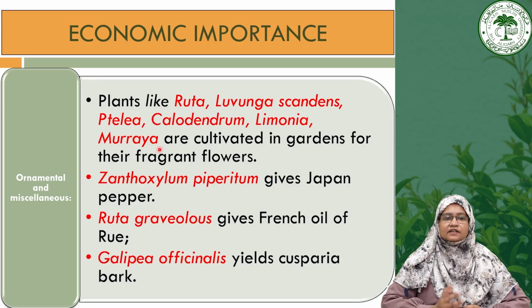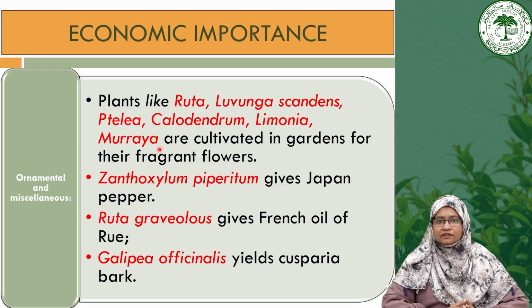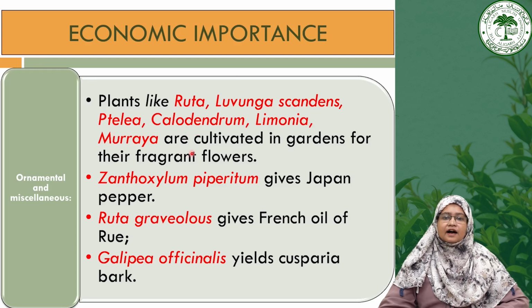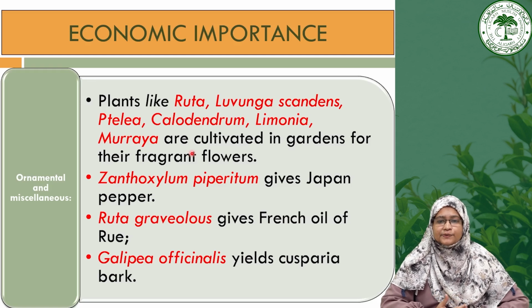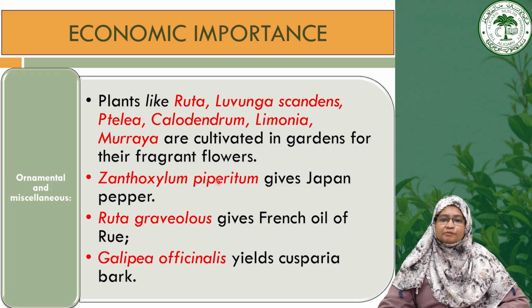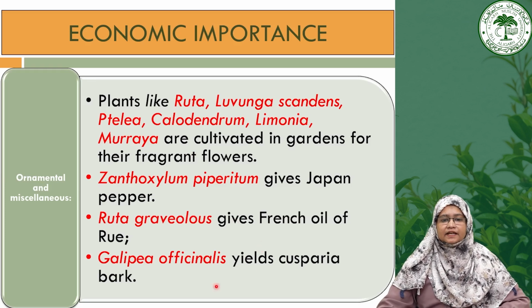Now moving towards the ornamental plants and some other economic benefits of this particular family. Plants like Ruta, Lavanga, Pelea, Calodendrum, Limonia, and Murraya are cultivated in gardens for their fragrant flowers, because the whole plant generally has an aromatic odor, which is one of the characteristics of this family, Rutaceae. Zanthoxylum piperitum gives Japan pepper, and Ruta graveolens gives French oil of rue. Then Galipea officinalis yields Angostura bark.